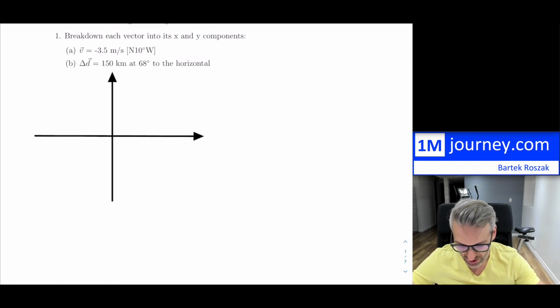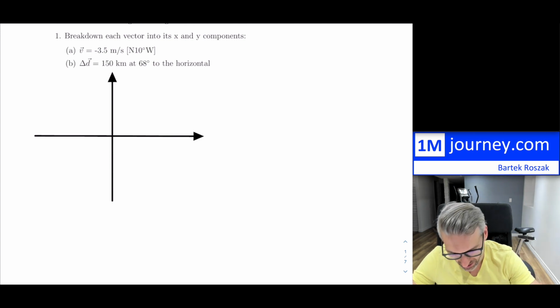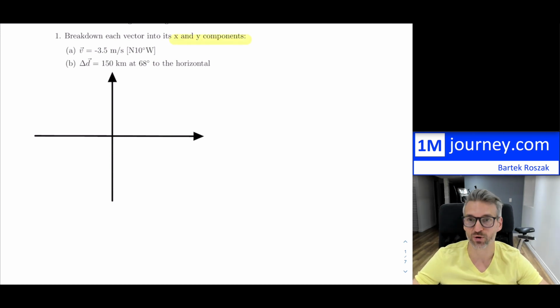Break down each vector into its x and y components. This is one of the easier questions, at least I hope so. Here we have a velocity and a displacement, and we want to be able to break these down. All right, so let's take a look at the first one.